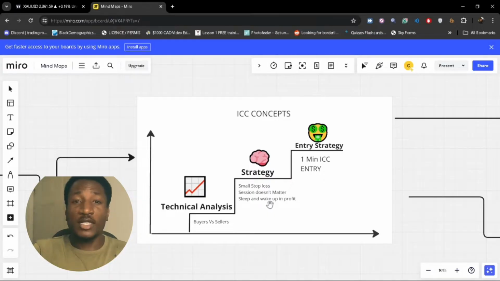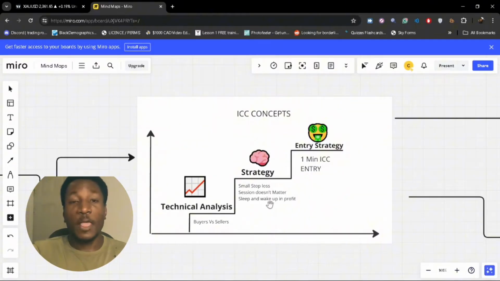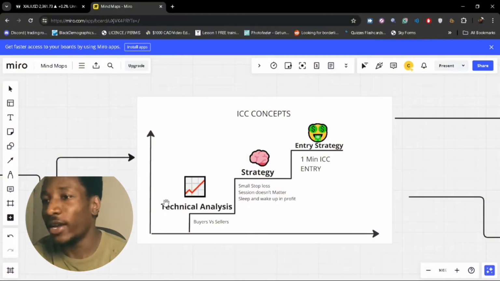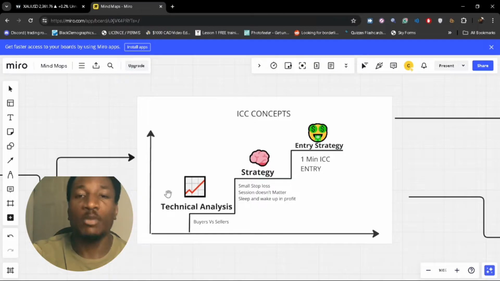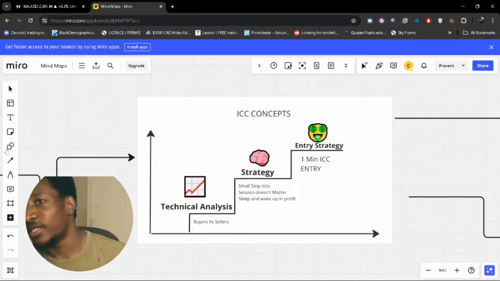So in today's video guys, I'm going to be breaking down how I flipped $30 to $250 using the ICC concepts. Now guys, how I was able to do this was using this 3-step process. The first step guys is going to be the technical analysis. So essentially guys, I was able to analyze my chart in a way where I separated the buyers versus sellers.